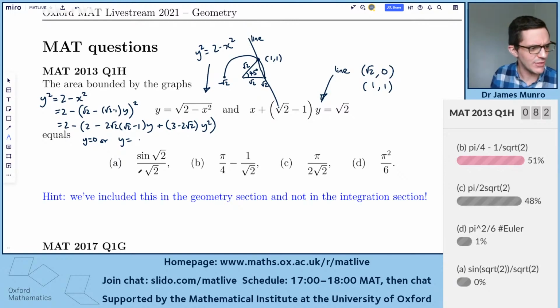People have gone 50-50 between pi over 2 root 2. People didn't really like this. People like the format. The question's just really tricky. I still want to know how people have got to pi over 2 root 2, because I'd like to understand people who picked C, but they haven't told me how to pick C.